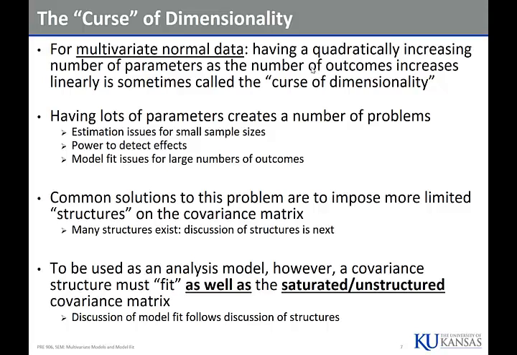So common solutions to this curse of dimensionality, and it's really called that, the curse of dimensionality. The common solution is to put very specific structures onto this covariance matrix. So rather than allow all variables to have a different variance, one easy way to restrict it is to say everybody has a common variance.